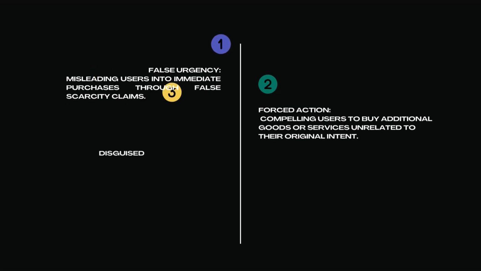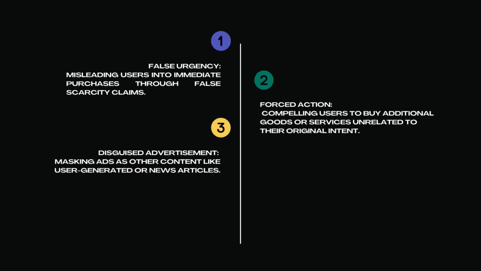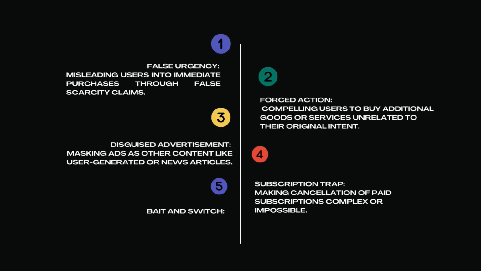Next one is disguised ads. Spotting an interesting article only to realize it's actually an ad. Disguised ads hide the true nature, tricking you into clicking. And the next one is subscription trap. Signing up for a free trial seems easy, but then cancelling becomes a maze of hidden buttons and confusing steps. That's a subscription trap. Next one is bait and switch. Lured in by an advertised price but then hit with hidden fees or forced add-ons at checkout. That's bait and switch, switching your expectations.